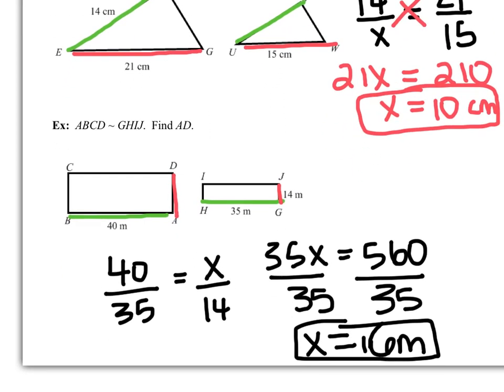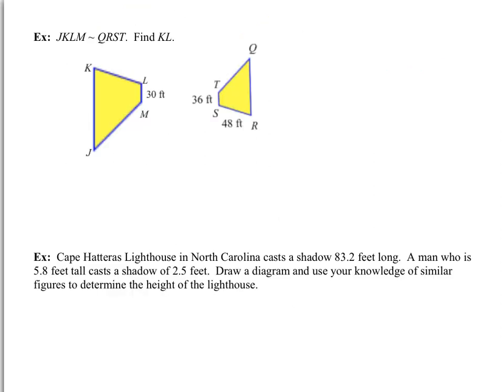On this one down here, I labeled again with color to show which sides correspond, and then I set up my proportion, 40 over 35 equals x over 14. Cross multiply, 40 times 14 was 560, 35 times x was 35x, divide both sides by 35, and you get x equals 16 meters. So on this example right here, I'm trying to find side KL.